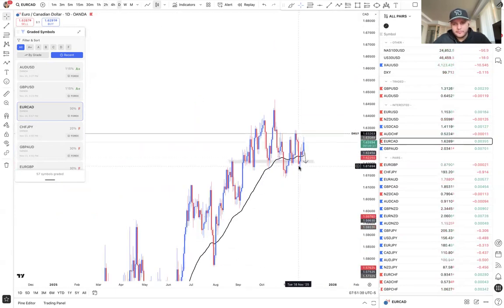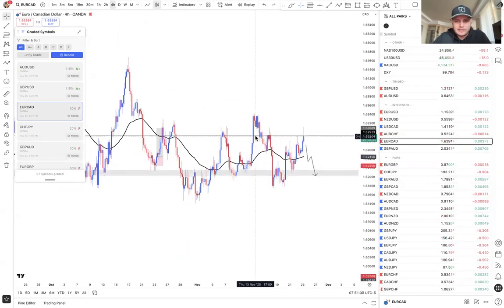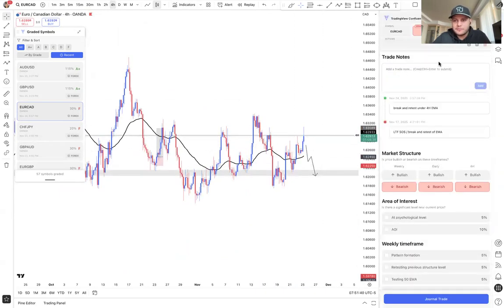Okay, so trying to get focused again. Daily time frame is bearish. Did we already go over this one? No, we're just waiting for a 4 hour break and retest. At this point, we still have two time frames that are bearish. So yeah, break and retest underneath the 4 hour EMA. Even if the 4 hour goes bullish, if we manage to break and retest underneath the EMA, then it'll go bearish once again.